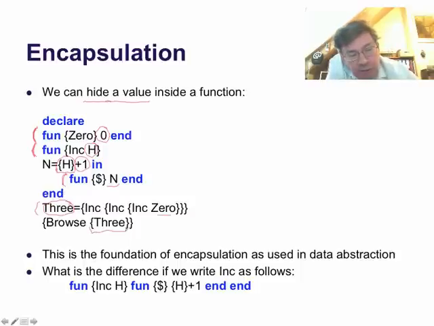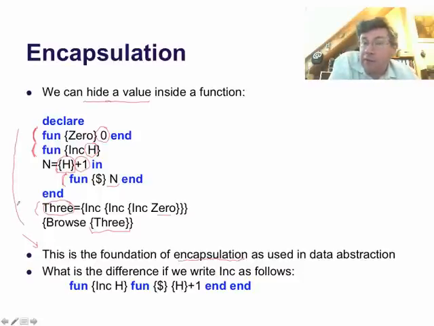If we do Browse of a call to 3 with no arguments, we will display 3. So you notice that the functions are hiding things inside them. This is the foundation of encapsulation. This is a trivial example, but it's going to become much more important when we combine it with other techniques and use it in data abstraction.